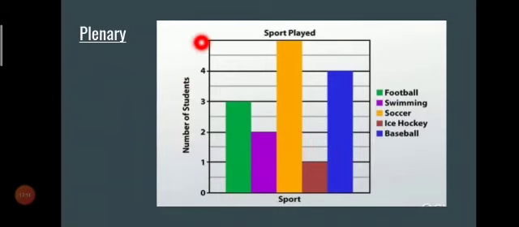You can make the same graph on your loose sheet. Try to use the same colors, make the key, and in front of the key you can write down the number of students. Look at here.